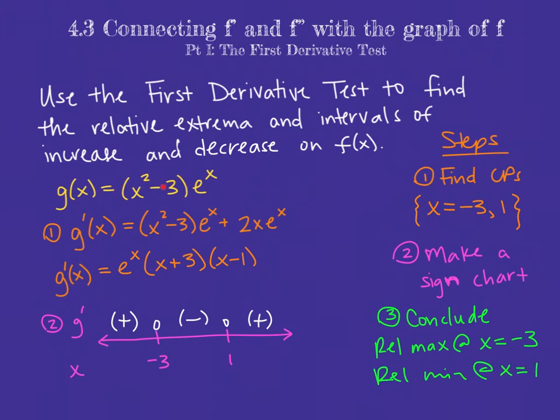Plugging 1 back into our original function can give us what that actual value is. So it looks like we'll have 1 minus 3, so negative 2, times e, or negative 2e.